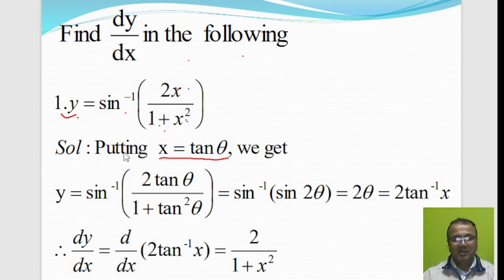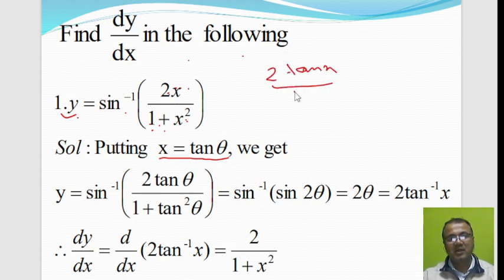Okay, dear student, do you remember there is some formula in such a way, 2x and 1 plus x square is there. One more formula is there. What is it? The formula is 2 tan x by 1 plus tan square x. It is equal to how much? Sine of 2x, isn't it?